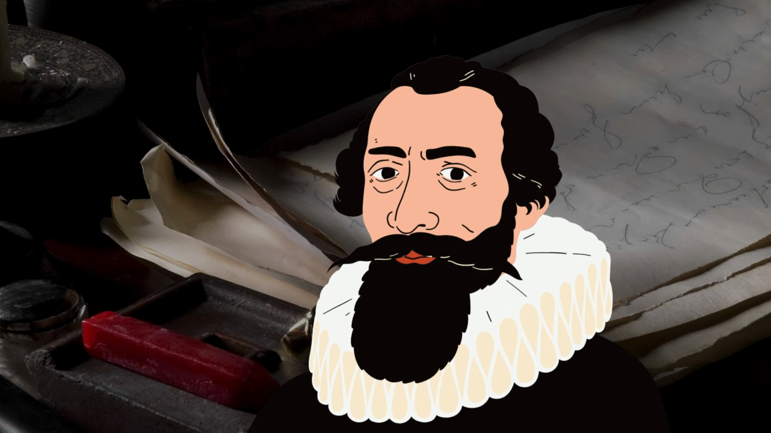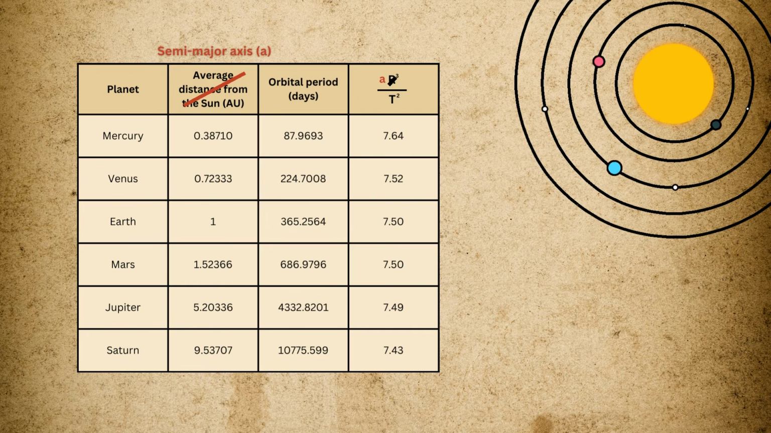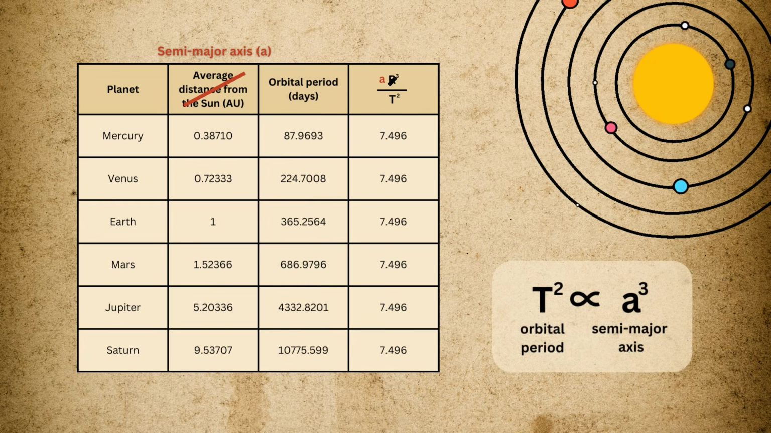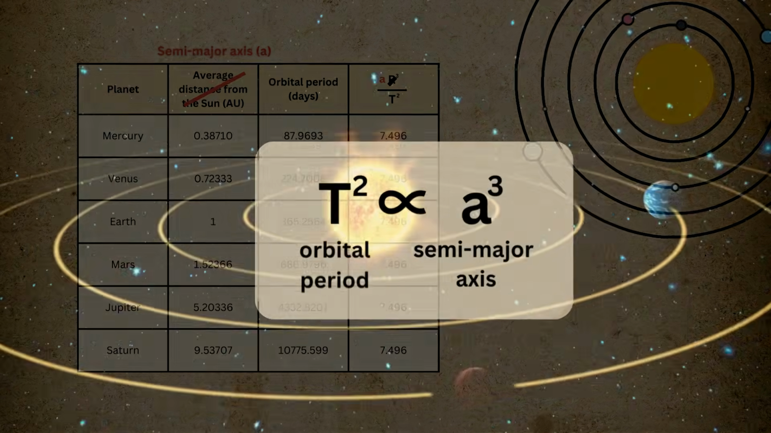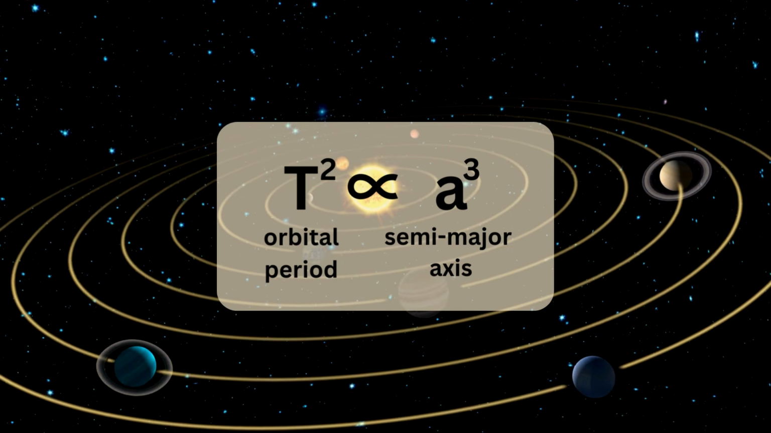Kepler came up with a mathematical rule. He showed that if you cube the average distance between the planet and the Sun and divide it by the square of the orbital period, the answer is roughly constant for every planet in our solar system. We now know that if you use the semi-major axis rather than the average distance, you get an even more accurate result. So Kepler's third law shows that the square of a planet's orbital period is proportional to the cube of its semi-major axis. And we can use this relationship to work out how long it takes a planet to orbit the Sun if we know its semi-major axis, and vice versa.